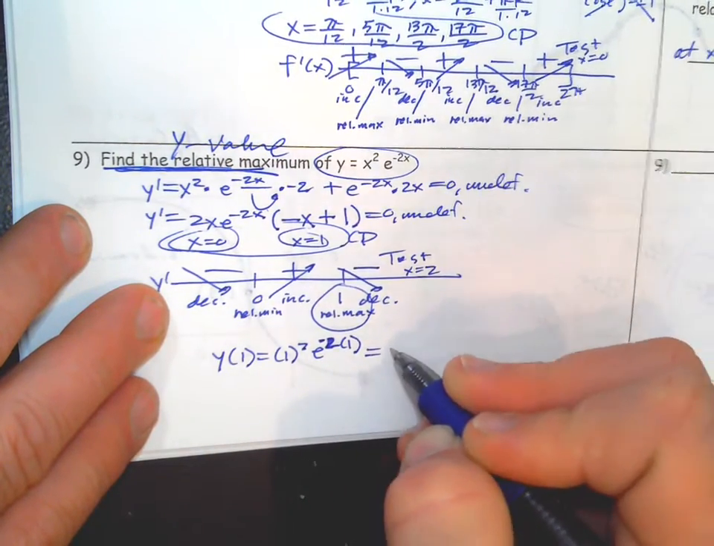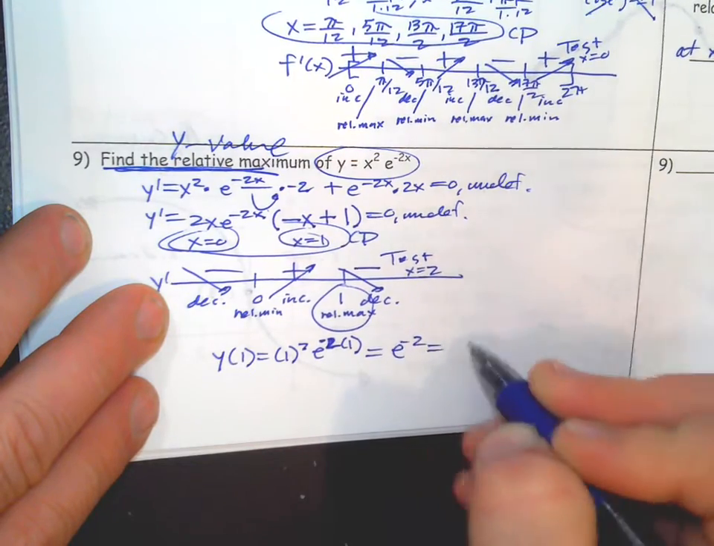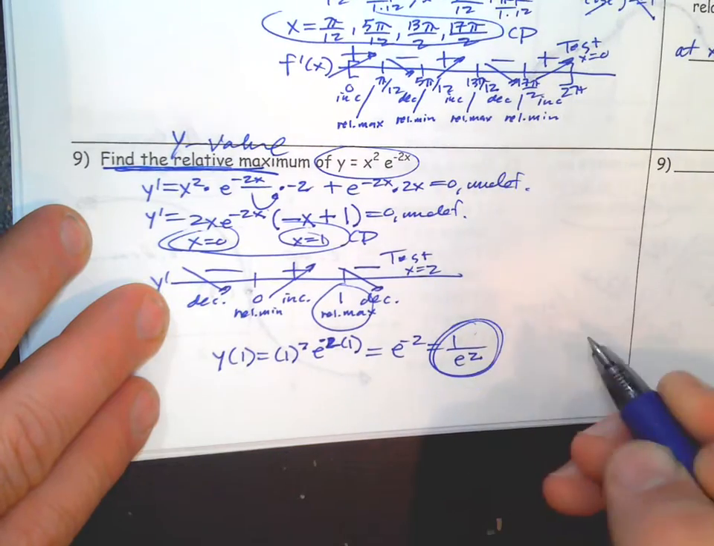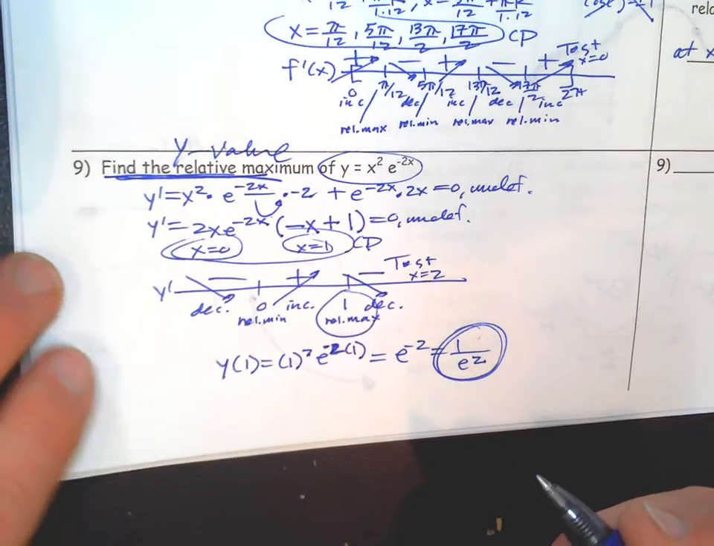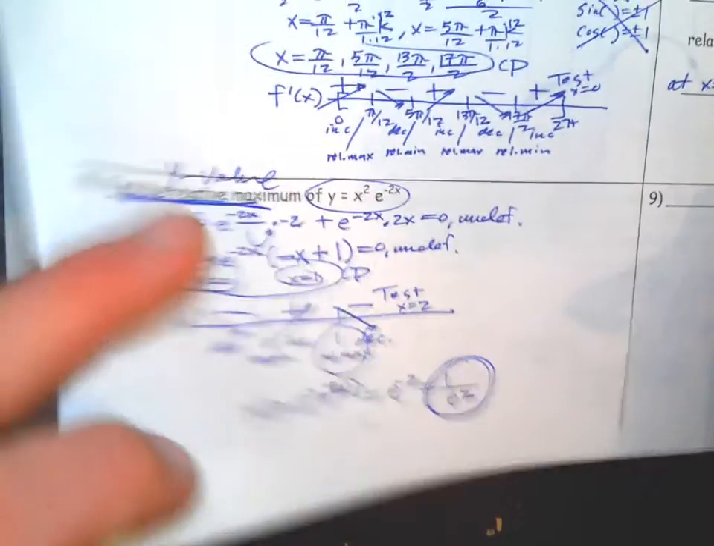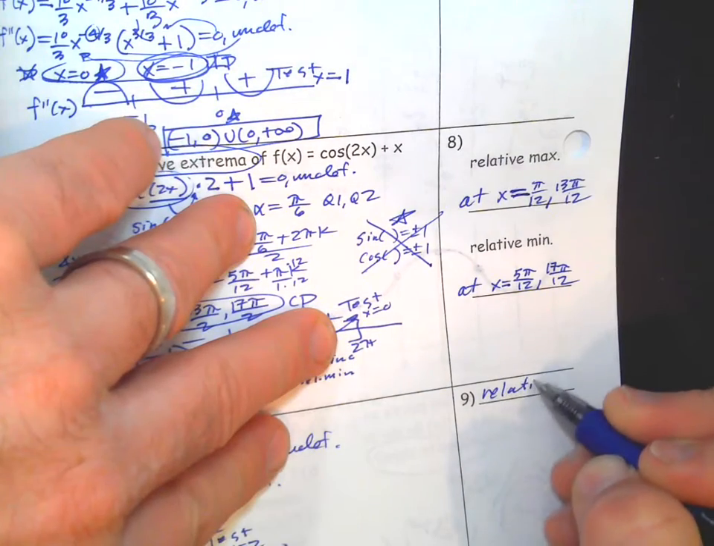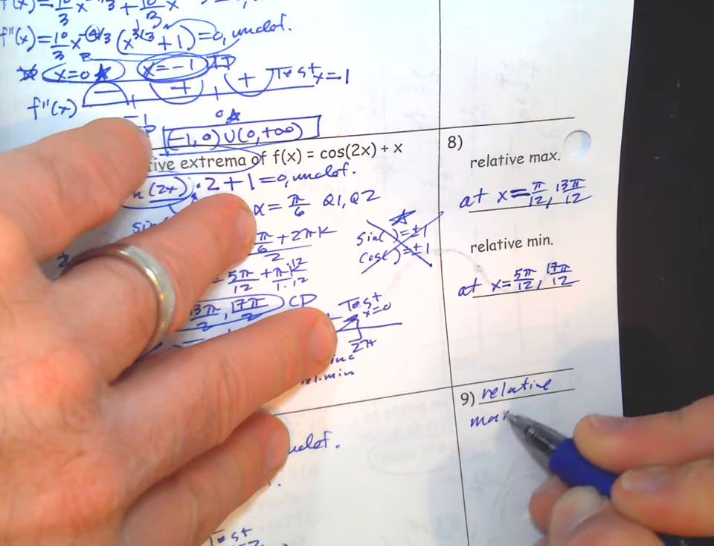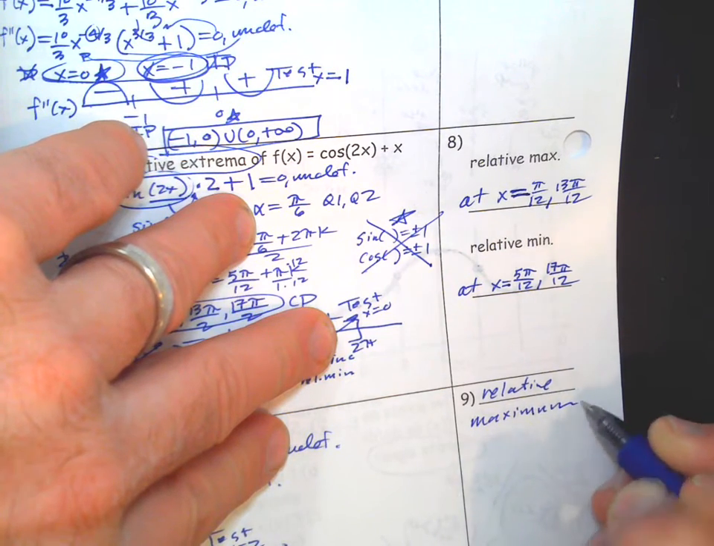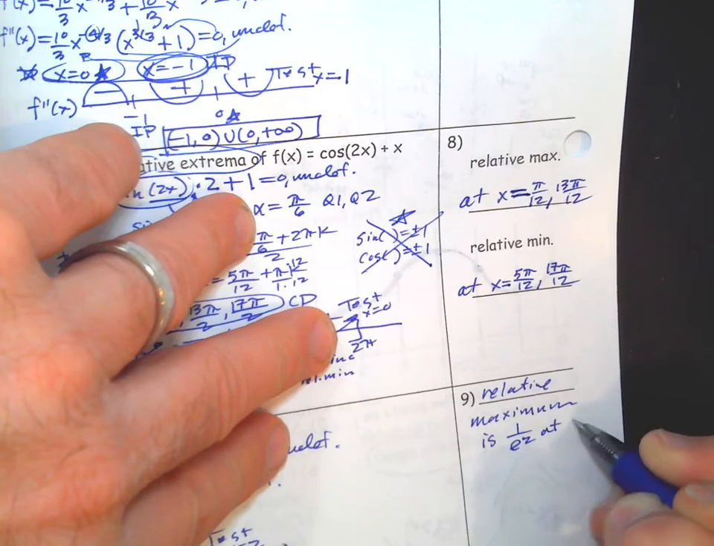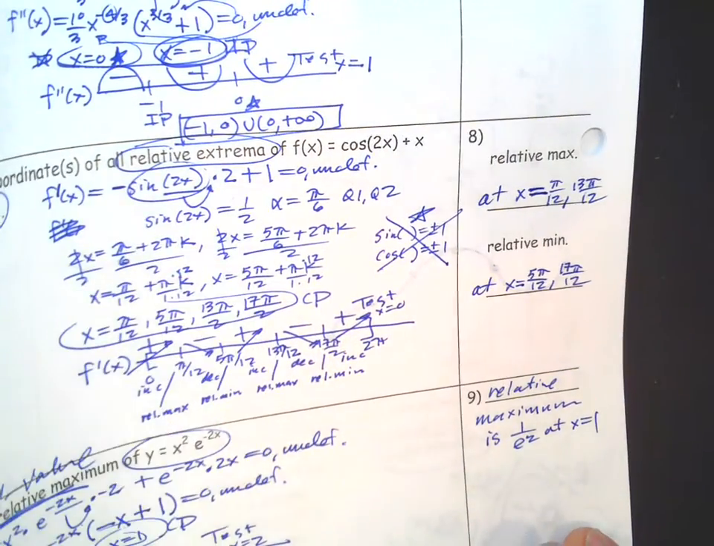And so that's going to be e to the negative 2, which maybe we don't want negative exponents for our final answer. So this is the max. That's a relative maximum. So, we could word it: relative maximum is 1 over e squared at x equals 1. It's kind of a little more of a thorough answer.